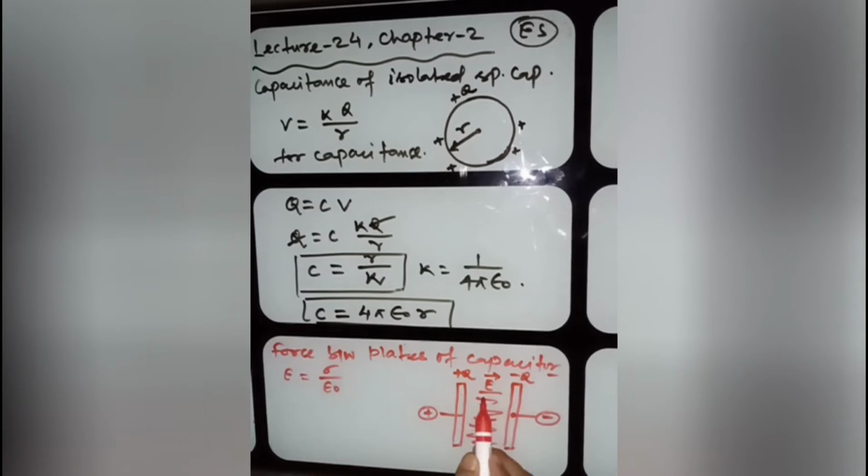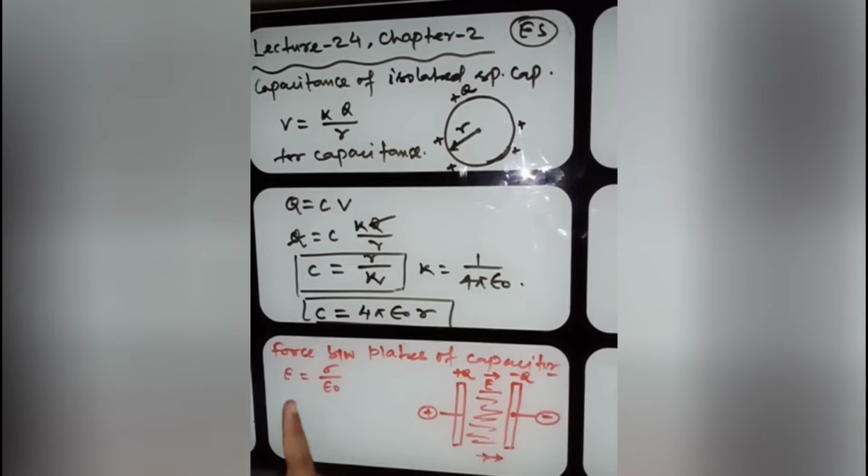This equivalent electric field was sigma by epsilon naught. The positive charge will give an electric field in this direction, and the negative charge will also give it in this direction, and the net electric field was sigma by epsilon naught. For one plate, we have calculated the electric field. It was sigma by 2 epsilon naught. If we are finding the electric field at this plate, the electric field will be sigma by 2 epsilon naught. I hope you are getting it.